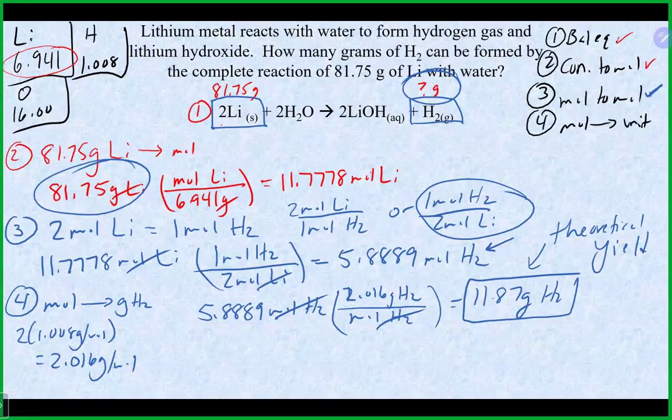In grams, by the way, over here is our theoretical yield in moles. So theoretical yields could be in any unit you want, but very commonly they are given in grams, actually. So once again, what this says is if you threw into this reaction 81.75 grams of lithium, everything went perfect, you in theory should get out 11.87 grams of hydrogen in this particular case.